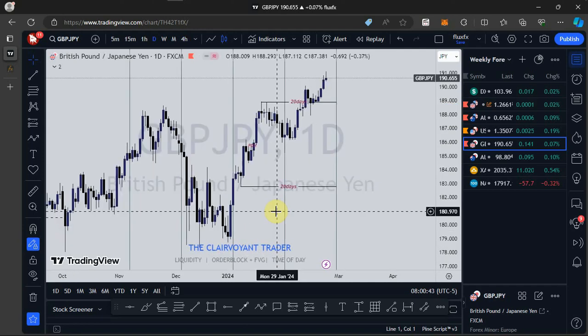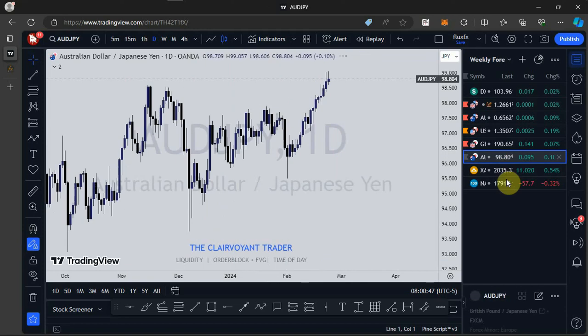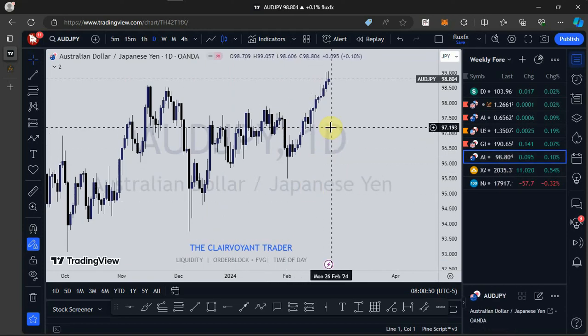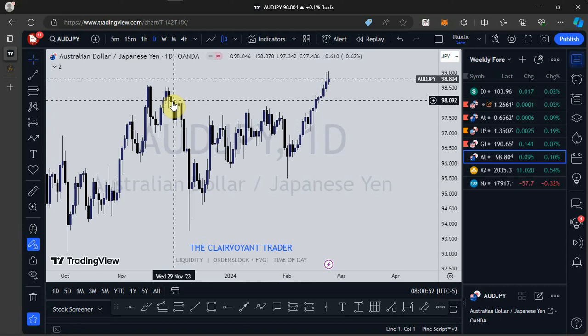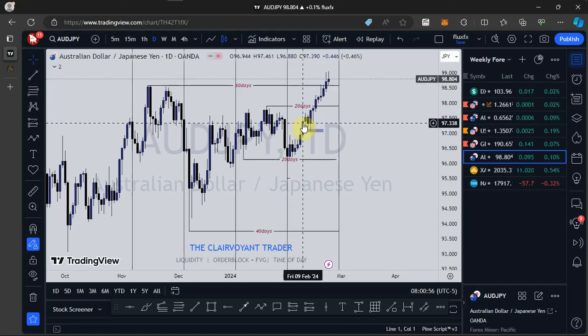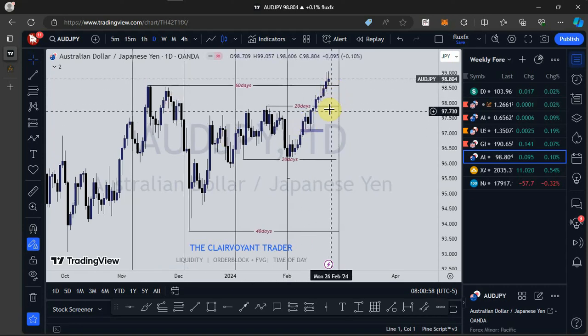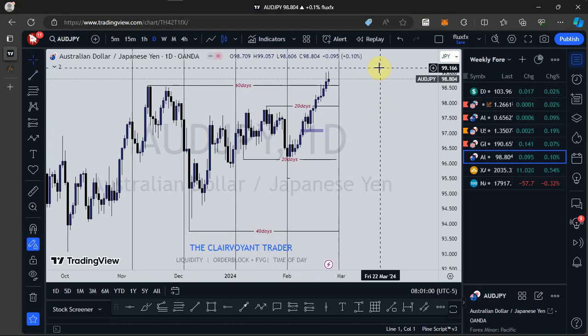Let's look at what is happening on AUDJPY. Yeah, so for AUDJPY, too, same thing. We've taken out all these highs. So as it stands now, what I'm expecting is to see a formation of a higher swing low before we see a push to the upside.